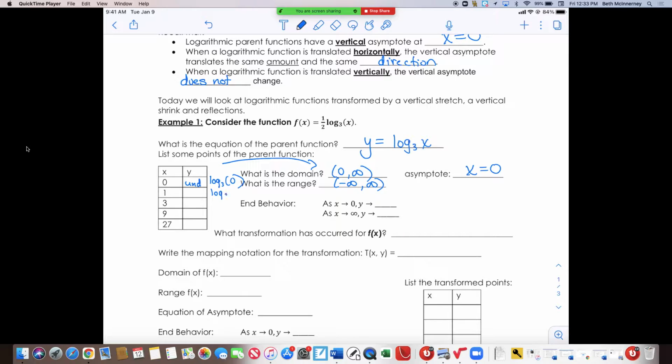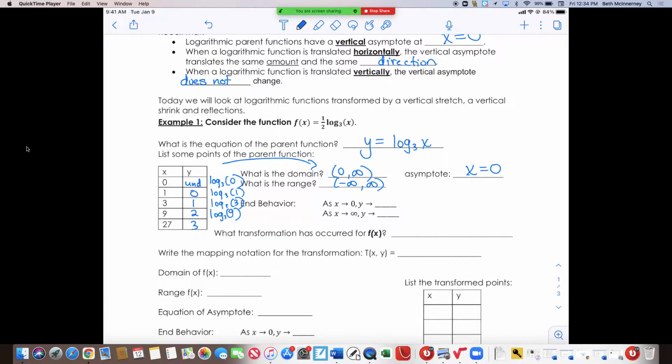The log base 3 of 1, what did your calculator spit out? 0. Log base 3 of 3. Is anybody noticing the pattern here? What's the pattern? What appears to be happening? Yeah, Wyatt? So the y is 3, or x equals the base to the power of y, right? Yeah, you've got it.